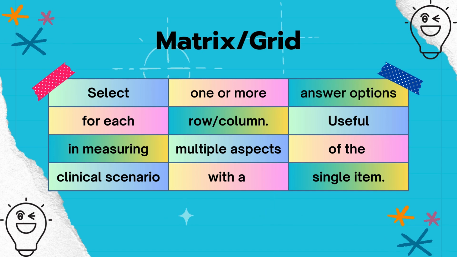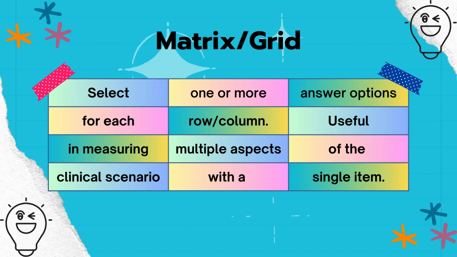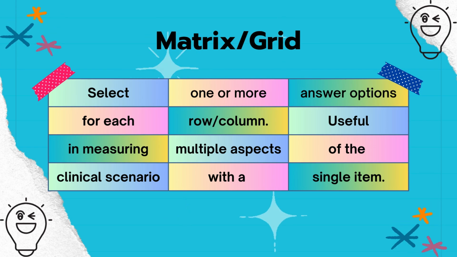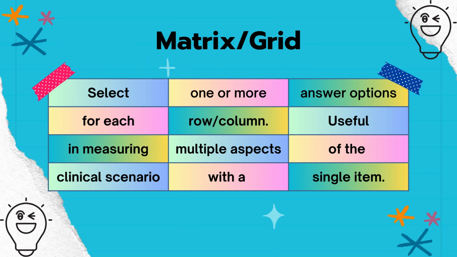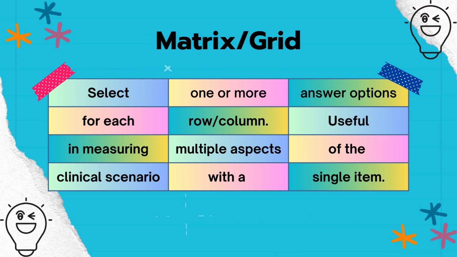Finally, we have the matrix grid. These let you select one or more answer options for each row and or column. This item type can be useful in measuring multiple aspects of the clinical scenario with a single item.